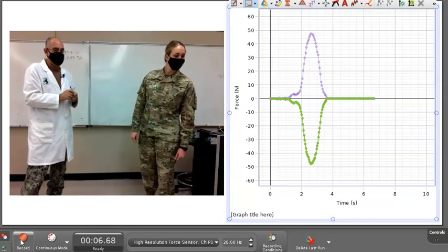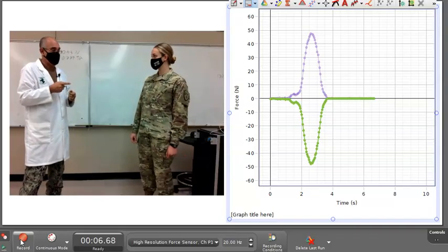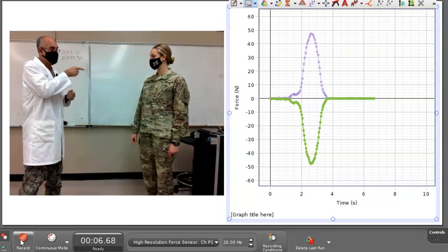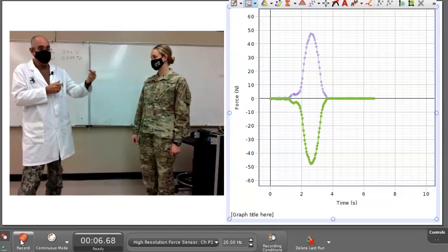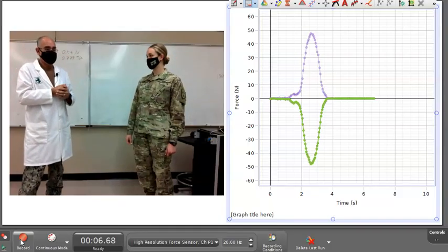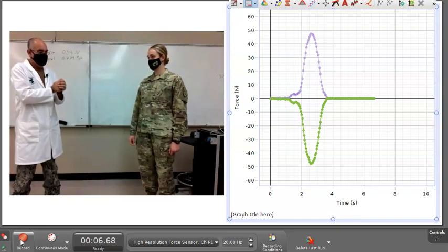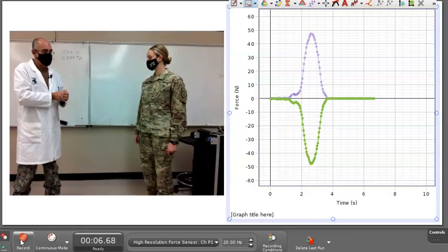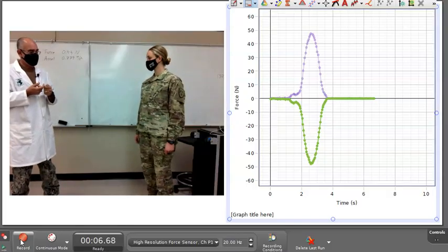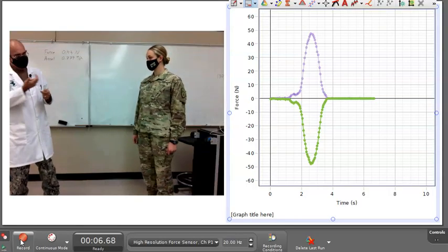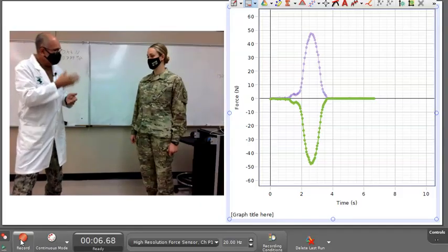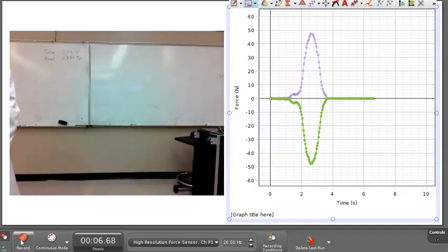You can't tell by that graph there who's doing the pulling. But what happened was she was doing the pulling, and yet she still got pulled forward. There was a force. So she was pulling on the wire, but according to Newton's third law, the wire is pulling back on her. Since she's on the wheels, she gets pulled in my direction. Thank you very much. That's all we need.